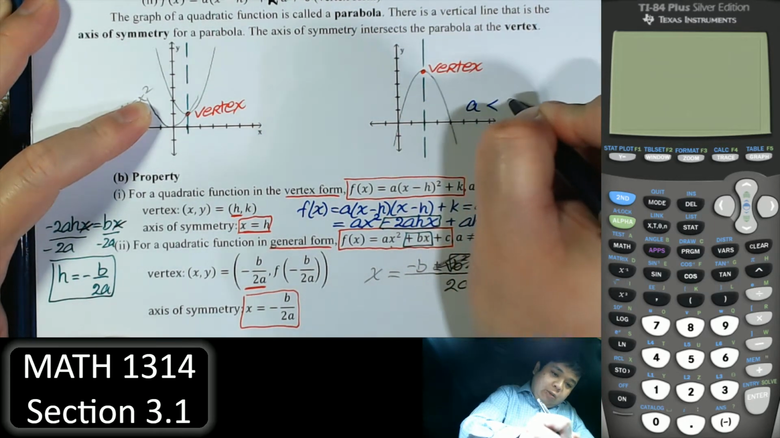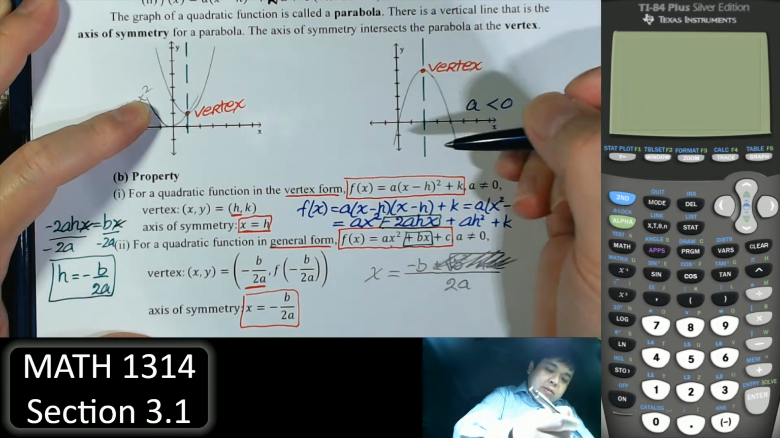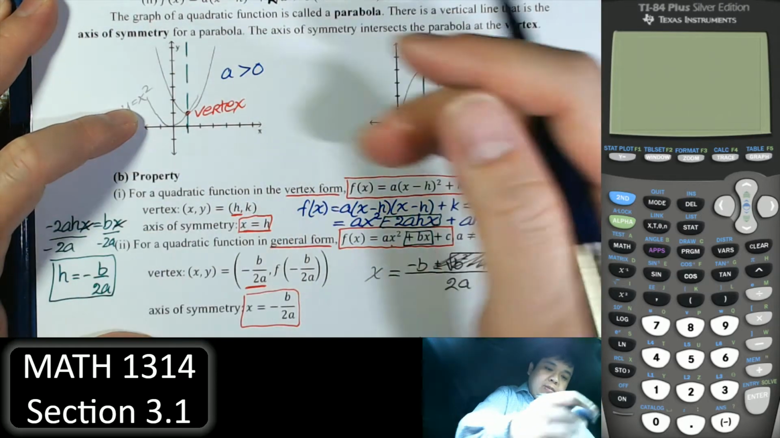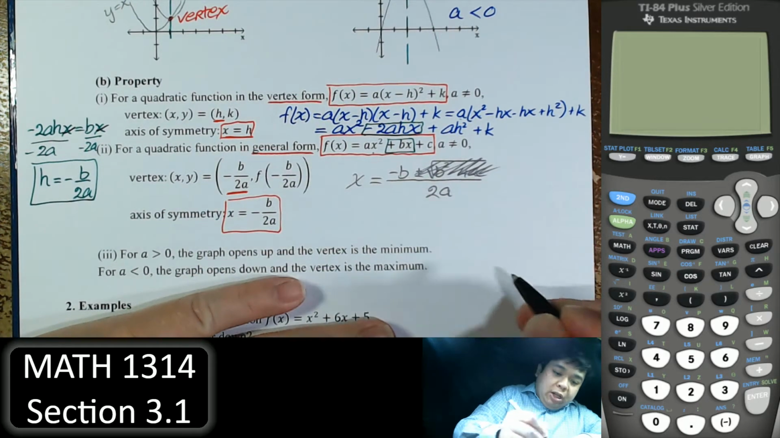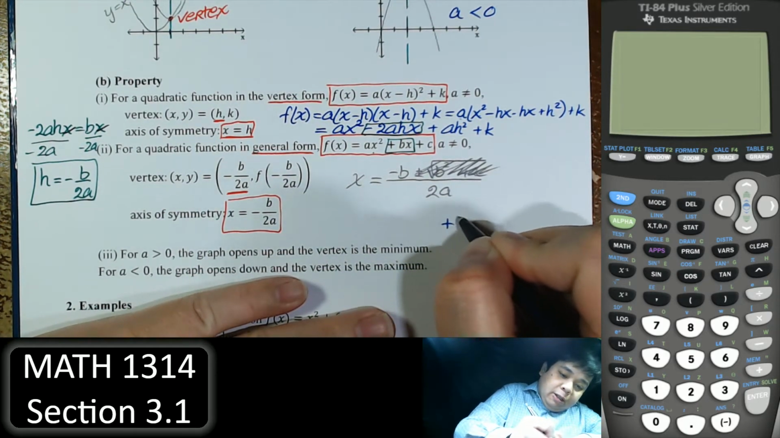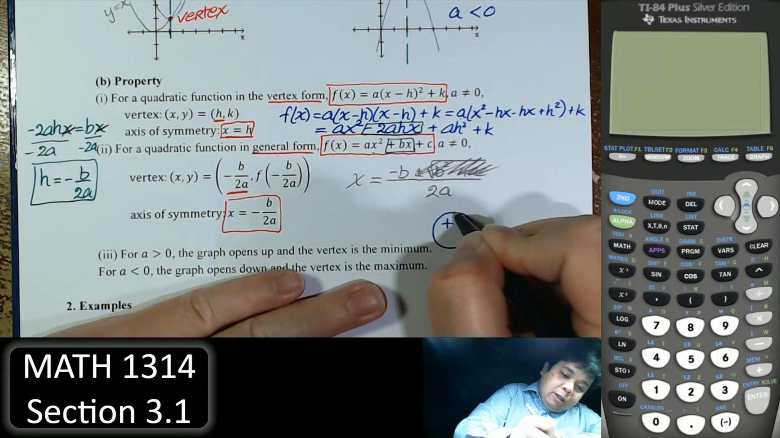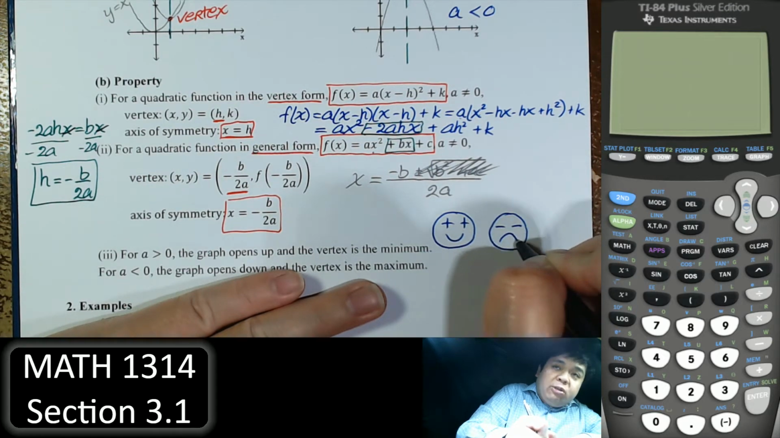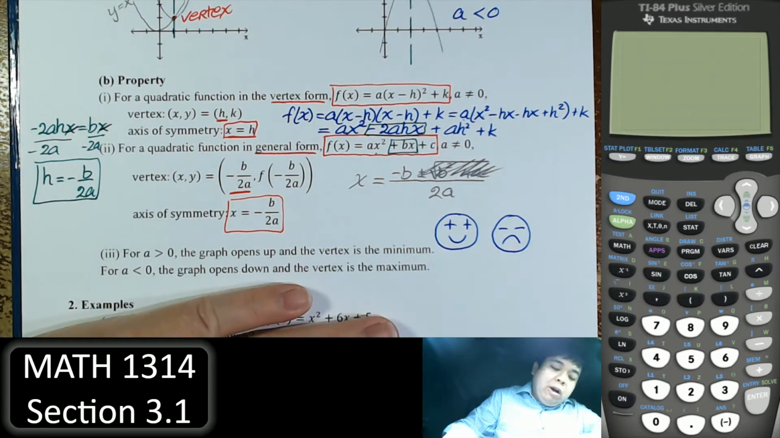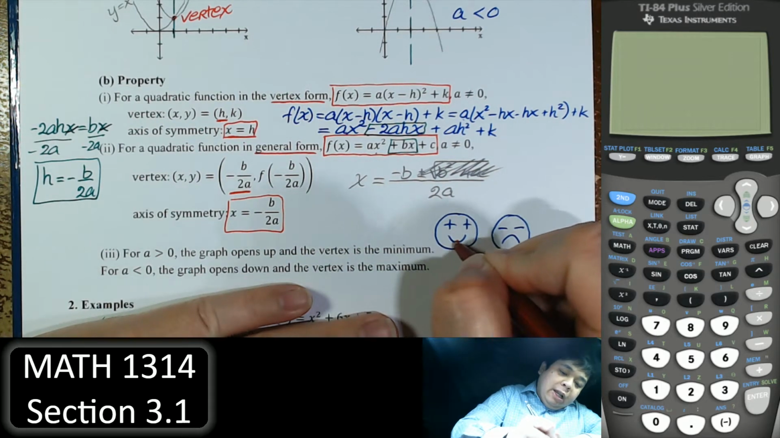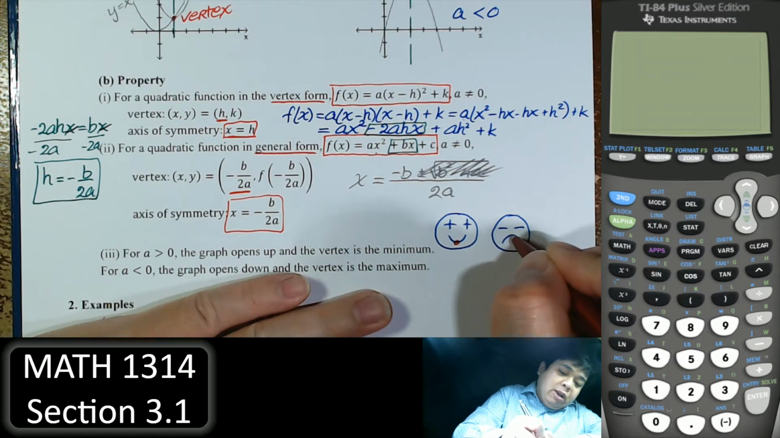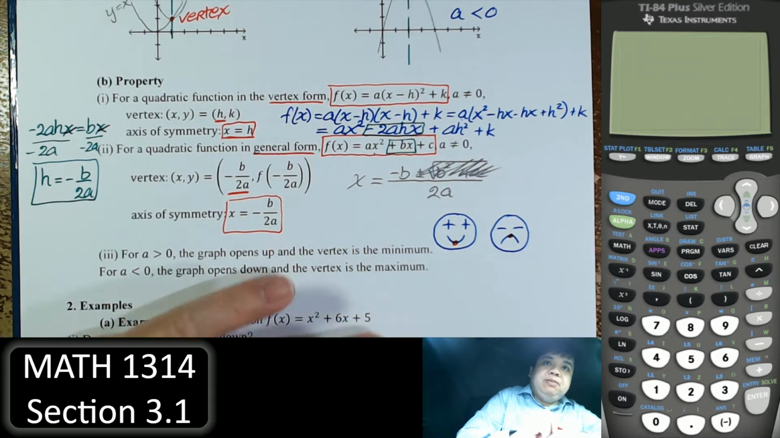A is negative when it opens down, and positive when it opens up. So if it's positive, it opens up, and if it's negative, it opens down. If it opens up, there will be a lowest point, and that is the minimum, and if it opens down, there's the highest point, which is the maximum, right?